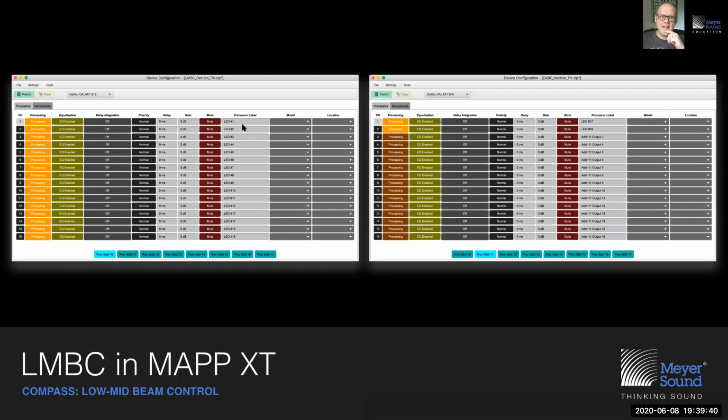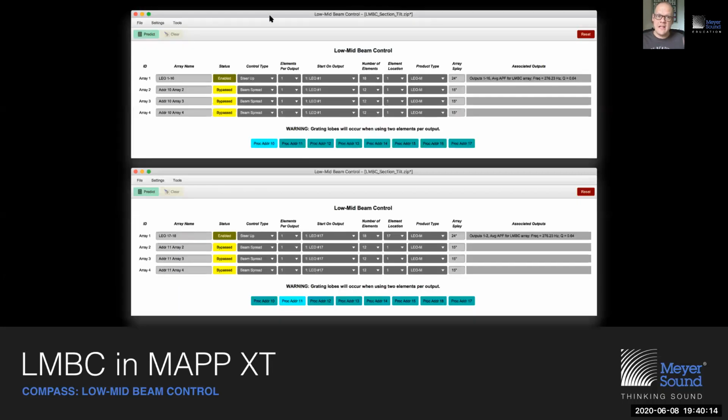Well, on one Galaxy, top to bottom, I have Leo 1 through 16, which are the guys that live over here. And then on the next Galaxy, I have Leo 17 and 18 connected to output 1 and 2 of the next Galaxy. This is one way of doing it. So I have 18 loudspeakers across 2 Galaxy devices. So how does that look in MapXT in the LMBC dialog? Well, in the LMBC dialog, it would look like this.